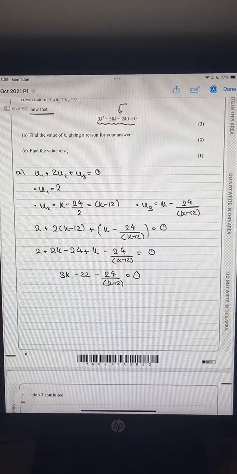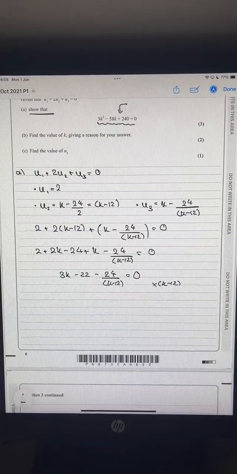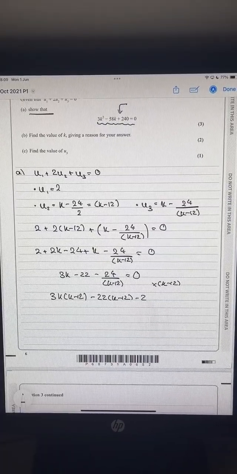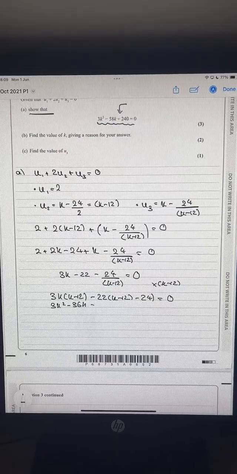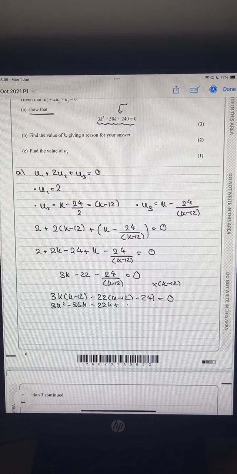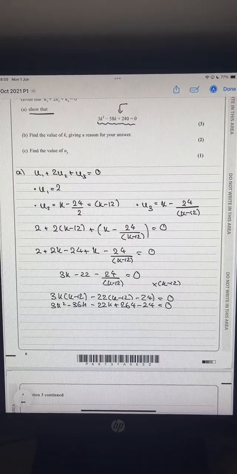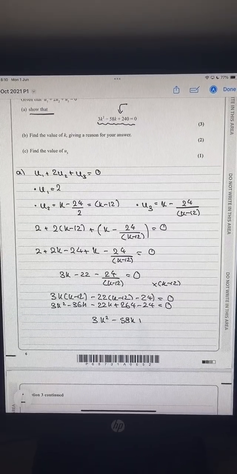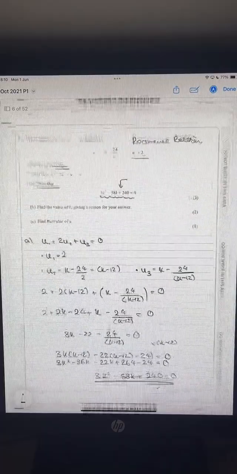So I'm going to multiply through by k minus 12 over here. If I multiply by k minus 12, I get 3k times k minus 12 minus 22, k minus 12 minus 24 is equal to 0. Expand out: 3k squared minus 36k minus 22k plus 264 minus 24, and that is going to be equal to 0. Now all I have to do is simplify this, and once I simplify it, I end up getting 3k squared minus 58k plus 240 is equal to 0, exactly as I wanted in part A of the question.